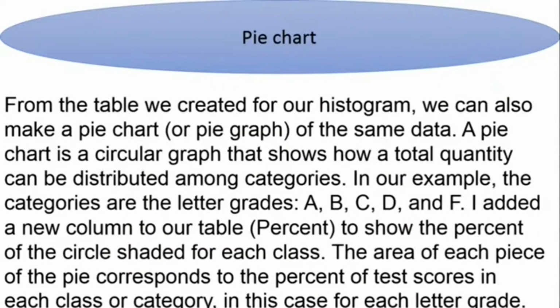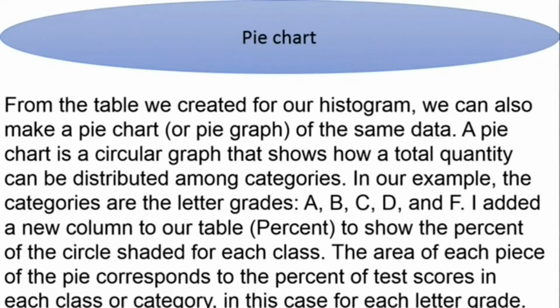The other representation in this example is the pie chart. From the table we created for our histogram, we can also make a pie chart or pie graph of the same sample. The pie chart is a circular graph that shows how a total quantity can be distributed among categories. In our example, the categories are the letter grades A, B, C, D, and F.